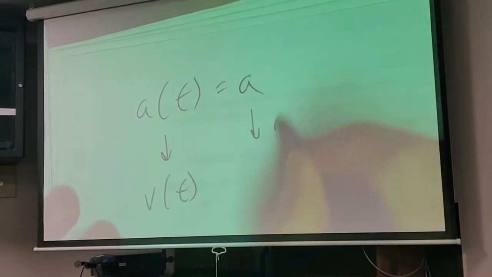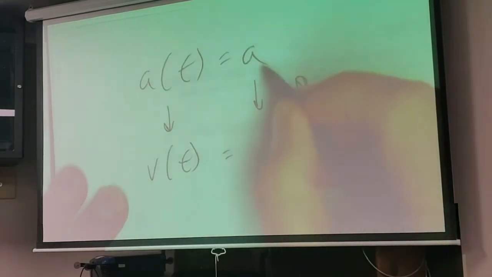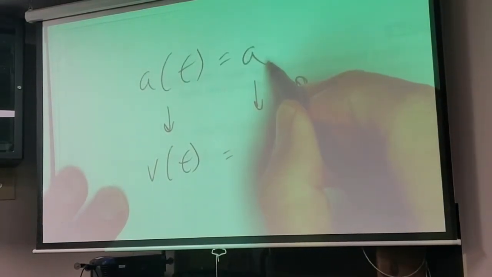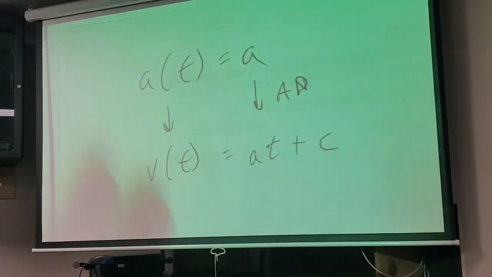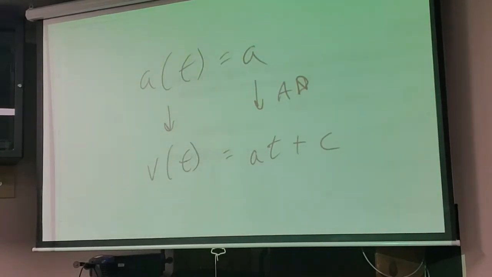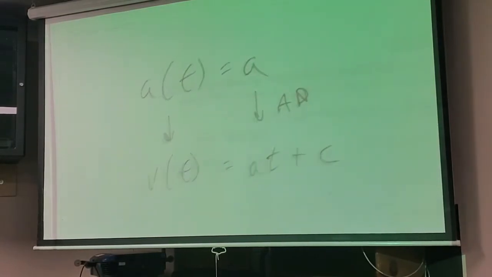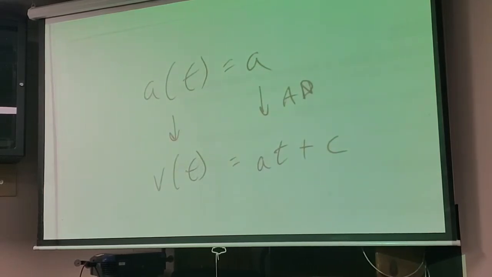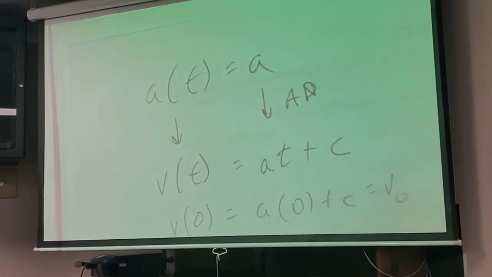Yeah, antiderivative, right? So what's the antiderivative of a constant? AT plus C. But what did they tell you the initial velocity was? Initial meaning time equals 0. You can solve for C because they told you at time 0 the velocity is what? They didn't tell you a number, but they just told you it's V naught, right? So when time is 0, you know that this is V naught. Okay, that's all I'm going to do.